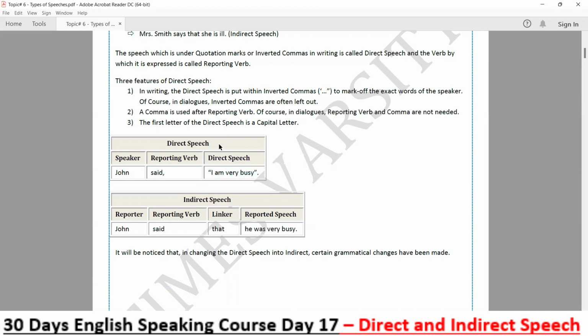And if somebody tries to express it in his own words, then there are some rules. For example, indirect speech: John said that he was very busy. So this is indirect speech. It will be noticed that in changing the direct speech into indirect, certain grammatical changes have been made. Let's look at it from that perspective.